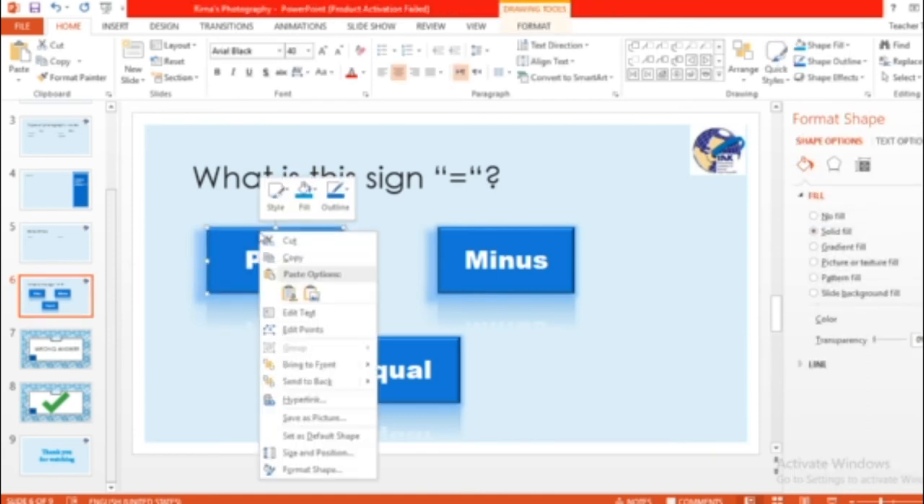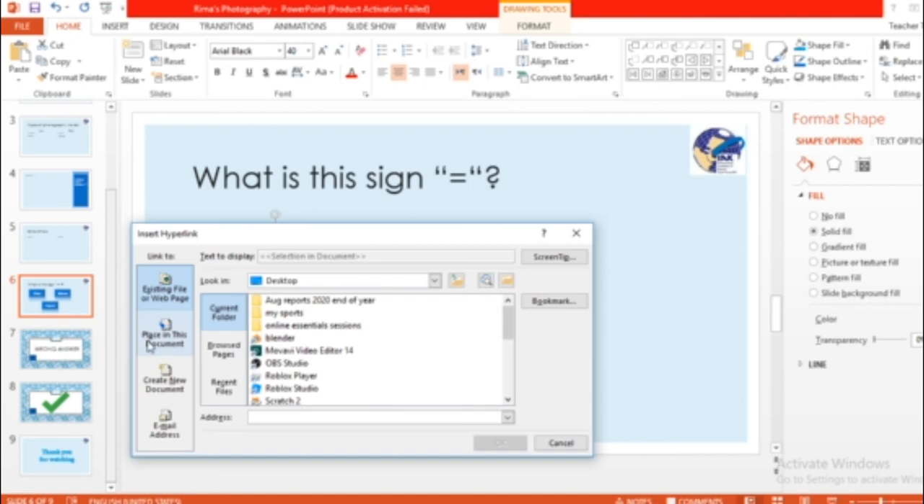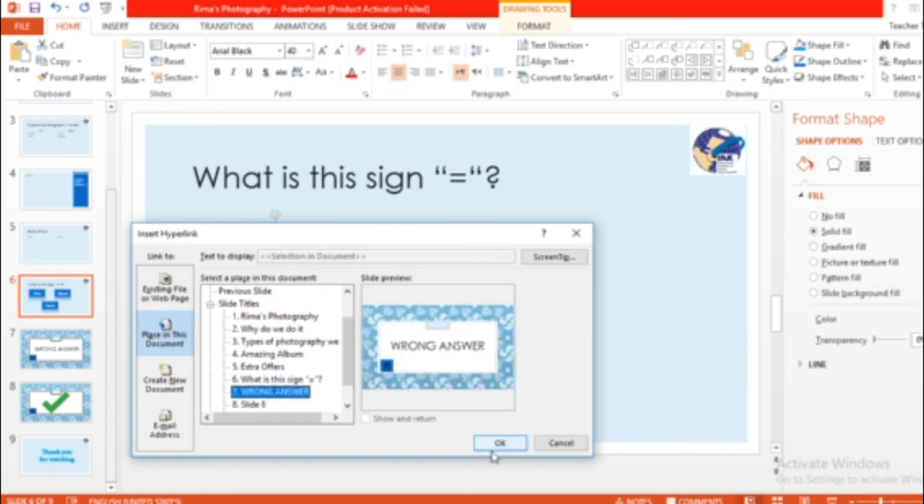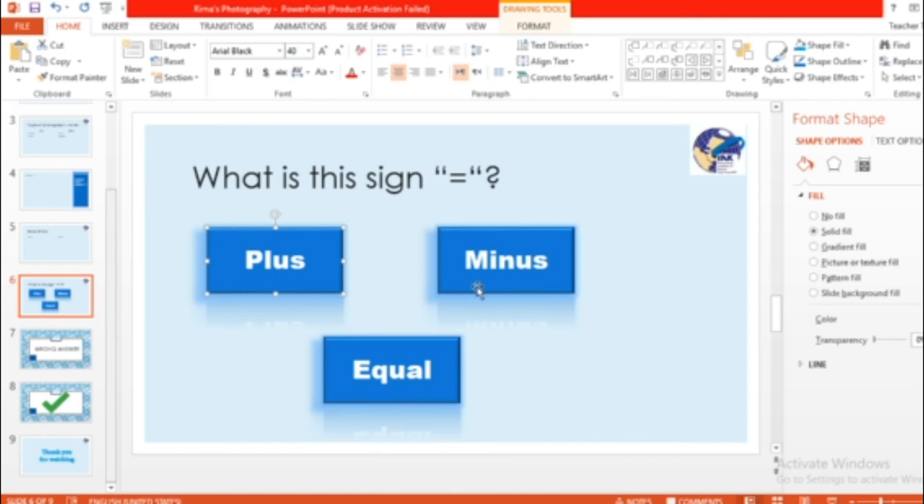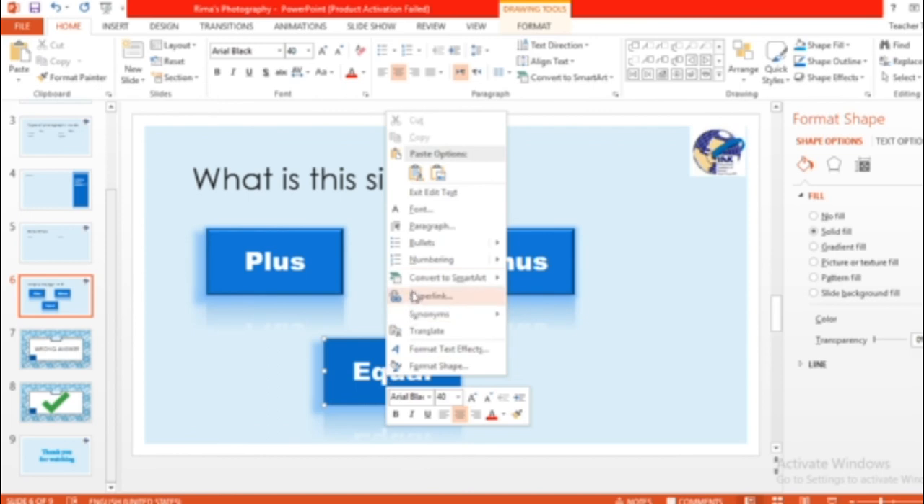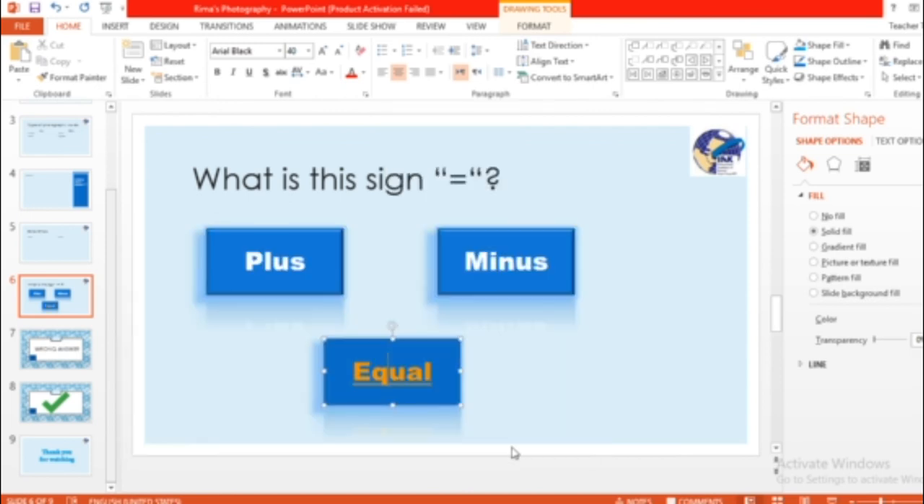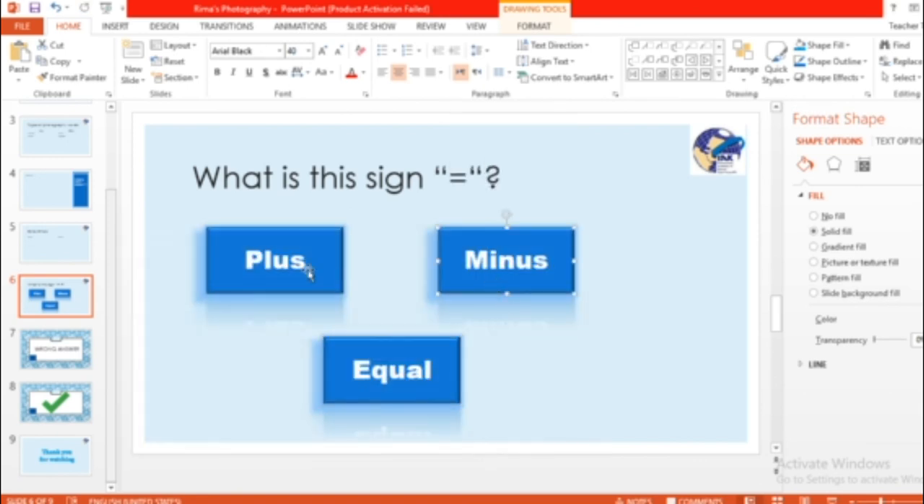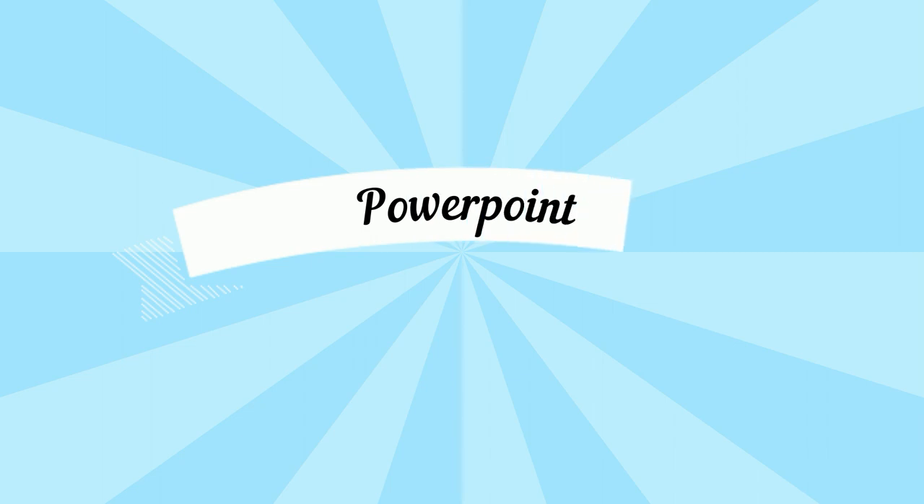Now let's hyperlink the buttons to the correct slide and the wrong answer slide. Right click on the button, on the shape basically, choose Place in This Document, where do you want to hyperlink it, to which slide. You have to know the name of the slide too. Choose the slide name, and then click OK. Do this hyperlink process again and again according to your need. This one is the correct one, so you can add it as a correct one. Right click, hyperlink, and choose the correct slide. Okay, and it's done.